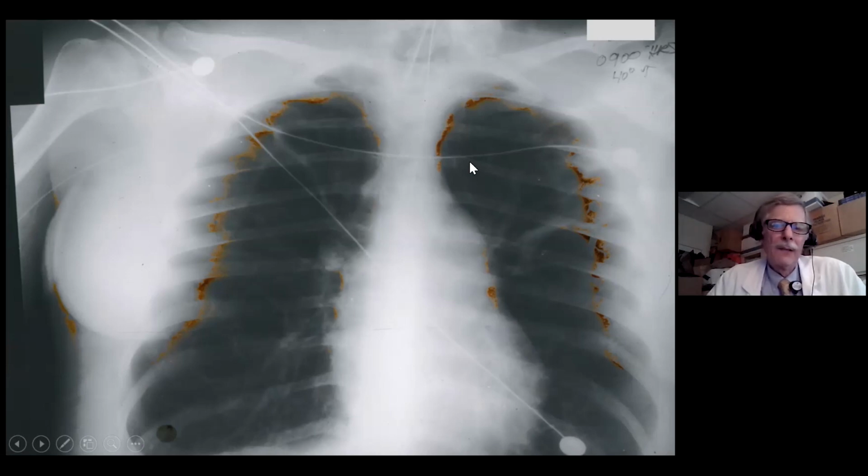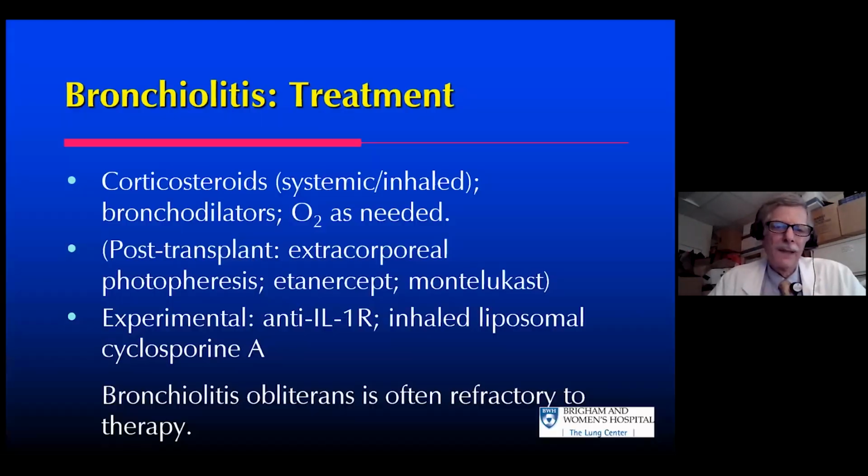Our treatments, sadly, are limited. We have anti-inflammatory steroids that work not so well. We give oxygen, of course. Post-transplantation, people have tried other things for post-transplant bronchiolitis obliterans, including taking the lymphocytes out of the body, exposing them to light and reinfusing them, or sometimes the TNF alpha blocker etanercept plus montelukast plus fluticasone, and other experimental therapies that are in process of being evaluated. But sadly, bronchiolitis obliterans remains often very refractory to our therapy.